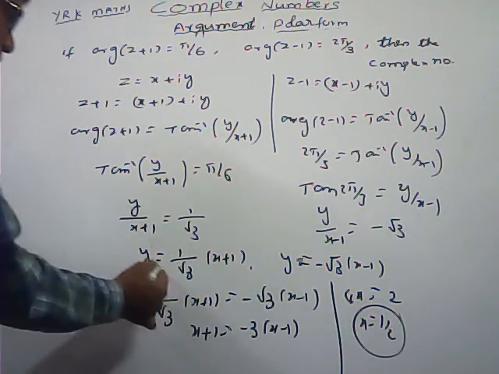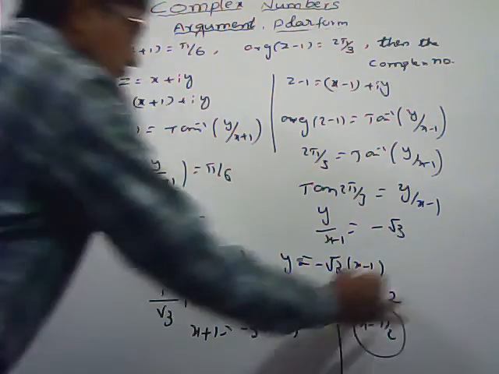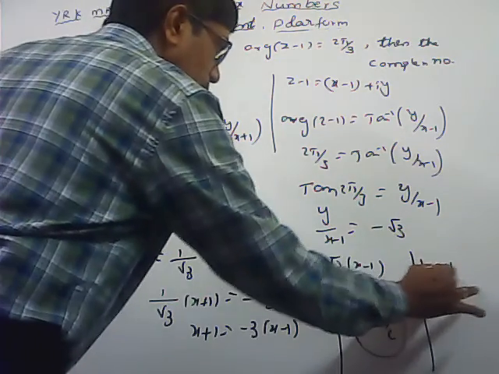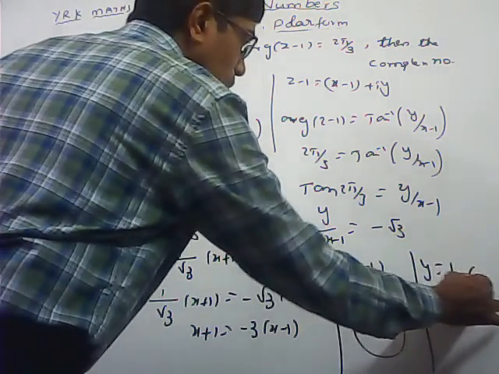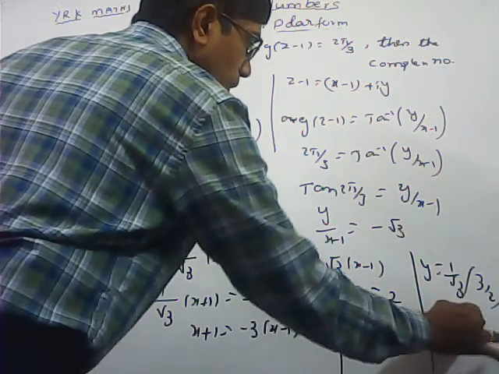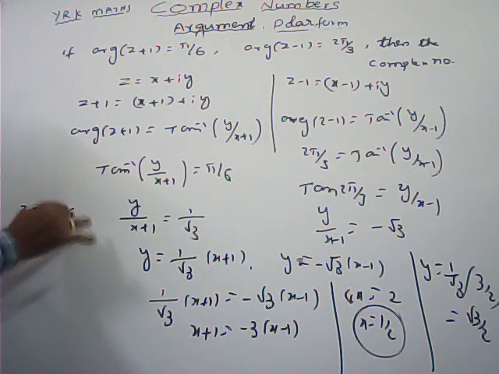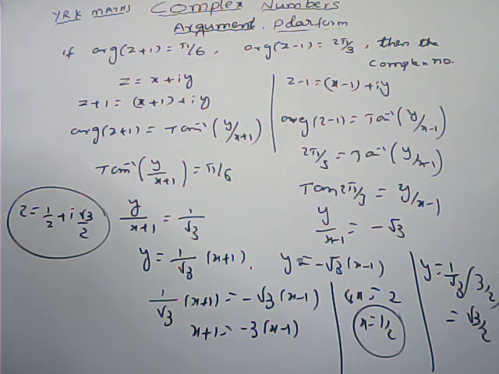If x equals 1 by 2, if I substitute in this, we can get the y value. y is equal to 1 by root 3, x equals 1 by 2, 1 by 2 plus 1 is 3 by 2. That is 3 by root 3 times 1 by 2, that is root 3 by 2. So what about the complex number? Z is equal to x plus iy, that is 1 by 2 plus i times root 3 by 2. This is the complex number.